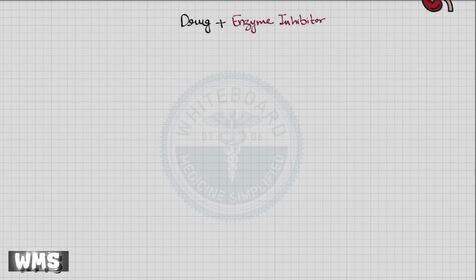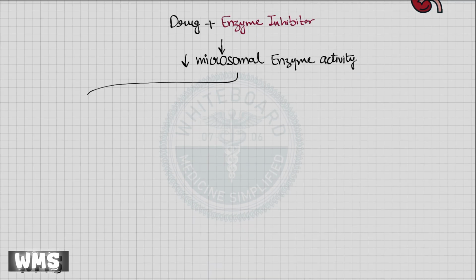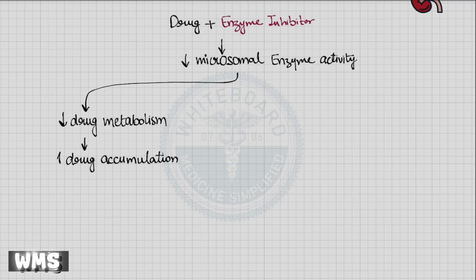When a patient receives a drug along with an enzyme inhibiting drug, the key event is reduced activity of liver microsomal enzymes, mainly the CYP450 system. Because of this, the liver's ability to metabolize drugs becomes slower than normal. As a result, drugs that are normally cleared by these enzymes start accumulating in the body, leading to higher plasma levels and prolonged duration of action.